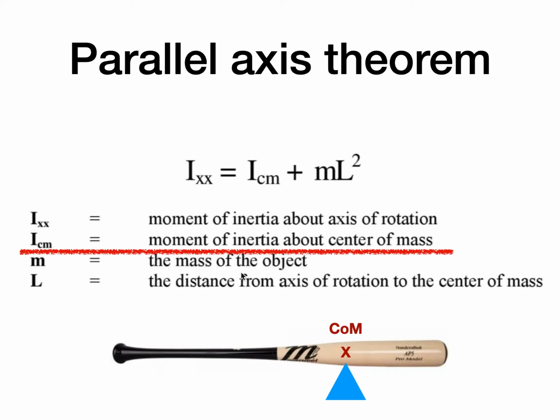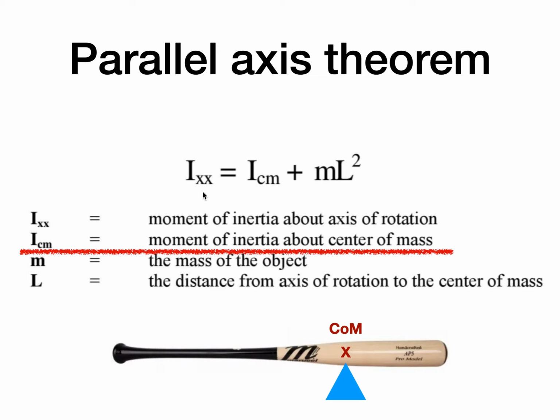And m would be the mass of the object, L would be the distance from the axis of rotation to the center of mass. So if you get ICM of this object, then you can calculate, if you move the axis of rotation here or here at a grip or here at a head, you can calculate without doing the experiment. You just plug in the L, which is the distance between the center of mass and the axis of rotation that you're interested in. But we're going to do it reversely today.